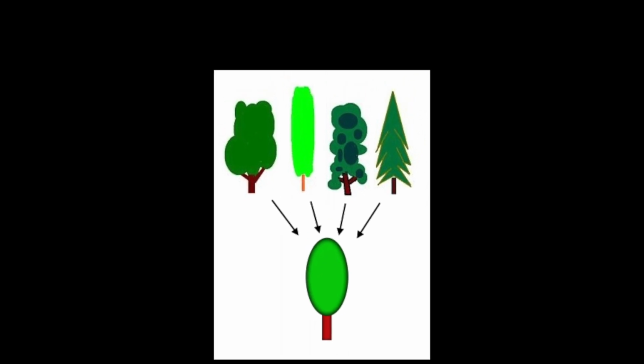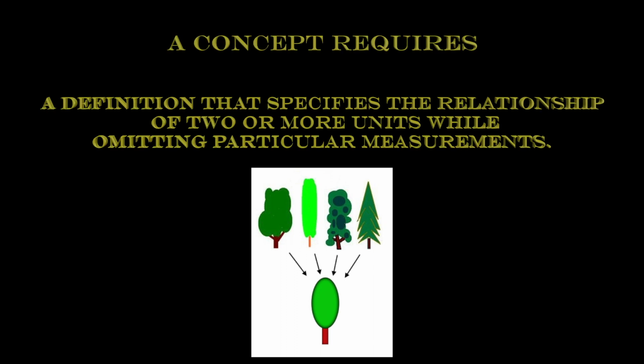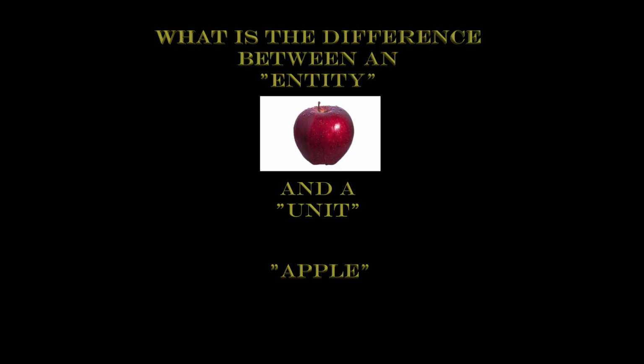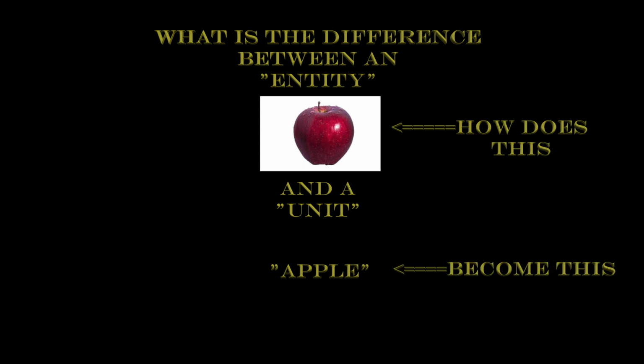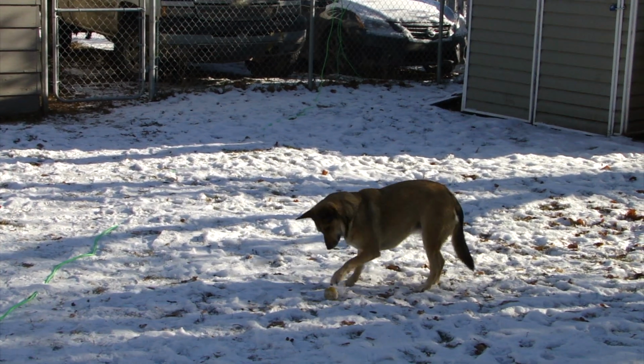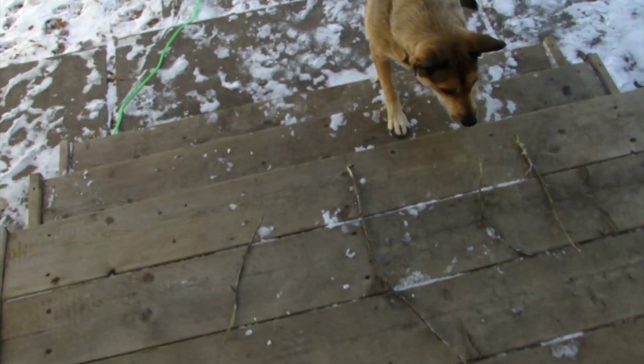In order to reach the conceptual level, man must have concepts, and concepts are not just sounds that act as a symbol. A concept requires a definition that specifies the relationship of two or more units, while omitting particular measurements. Units are things viewed by a consciousness in certain existing relationships. What is the difference between an entity and a unit? How does this transformation occur? An entity is a thing that exists in reality. A solely perceptual consciousness can observe an entity, but it cannot perceive that entity as a unit.